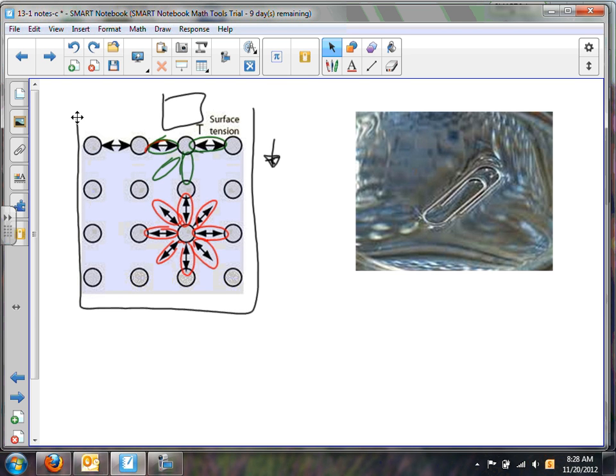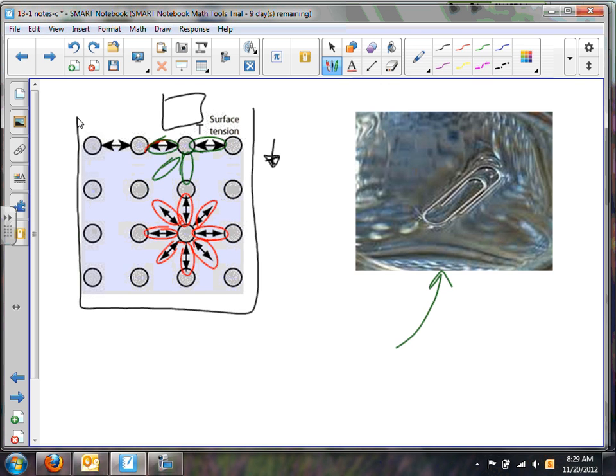It's because of this that you can do things such as balancing a piece of metal, a paperclip, on water. We know that aluminum has a density much greater than that of water, but if you're careful and don't break through the top surface, it'll actually float.